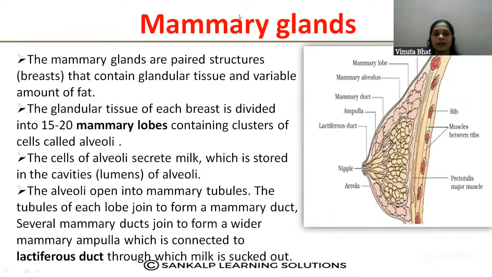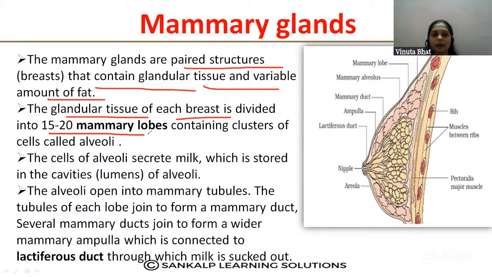So in the female reproductive system, again one thing we have to study, that is the mammary glands. Mammary glands are present in the females, but they are also present in the males, but they are rudimentary. They are non-functional in the males, but they are functional in the females. Okay. These mammary glands are paired structures that contain glandular tissue and a variable amount of fat.